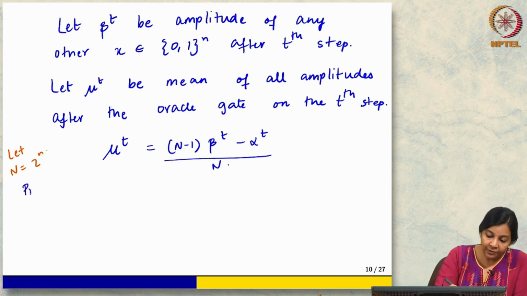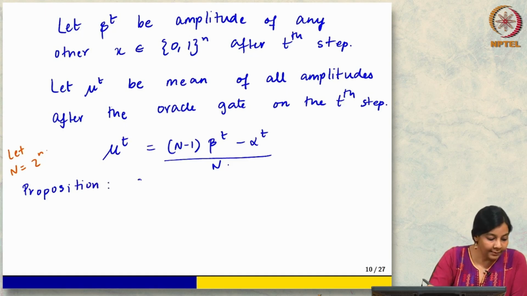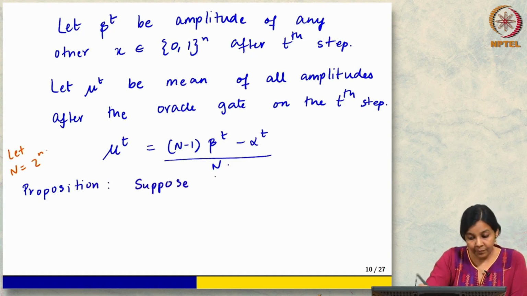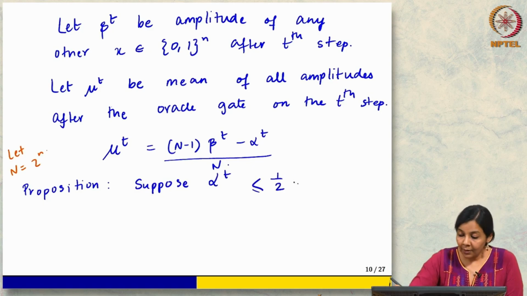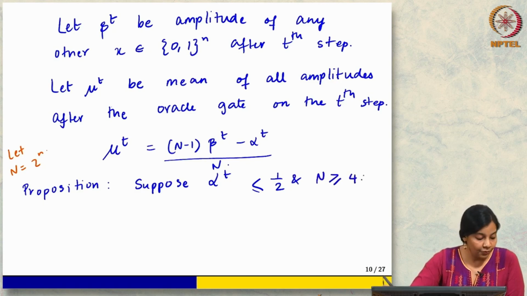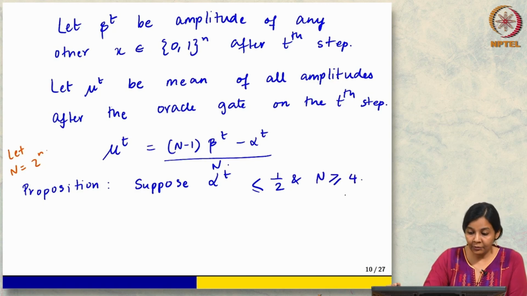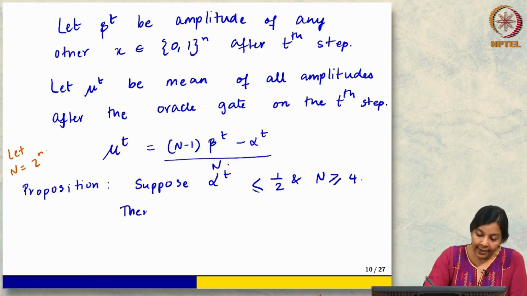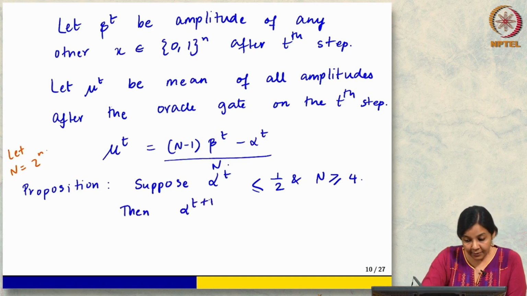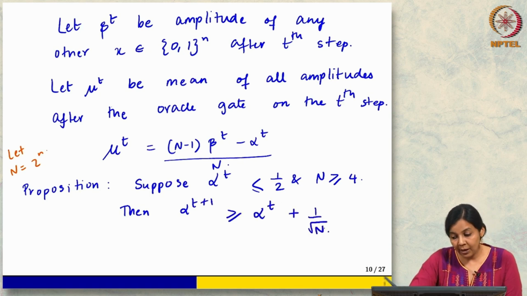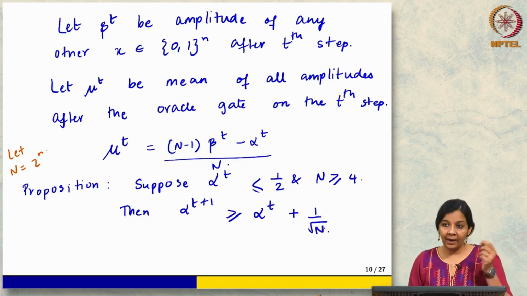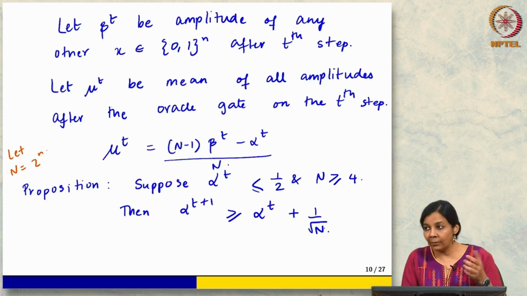So, the first proposition is that suppose alpha t is less than equal to a half, and n is greater than equal to 4. Remember that capital N is 2 to the small n. Then we claim that alpha t plus 1 is greater than equal to alpha t plus 1 over square root n. So, this is what we were seeing in our nice picture, right, that when I do this I get a 1 over square root n increase.